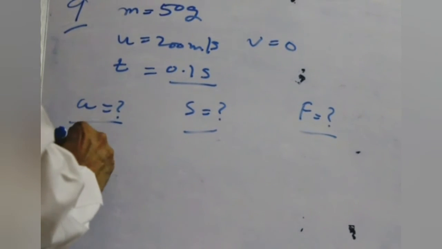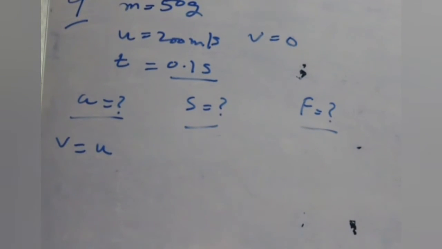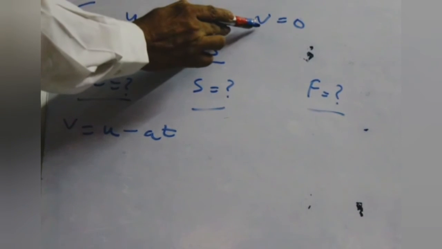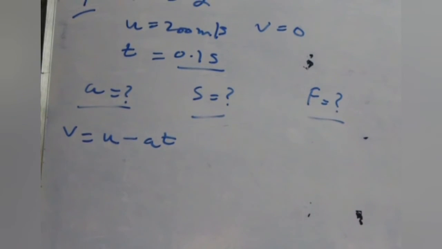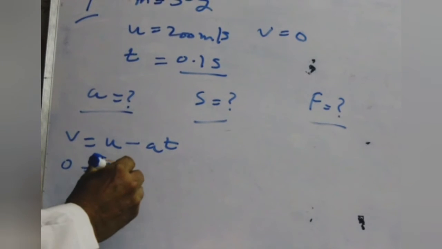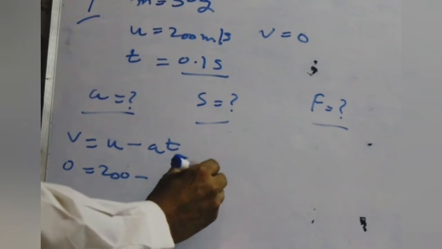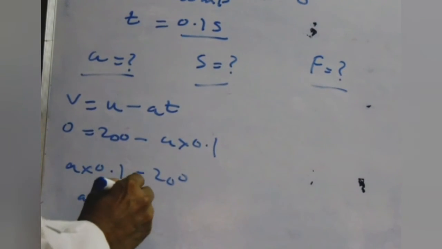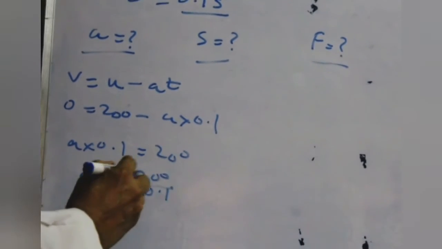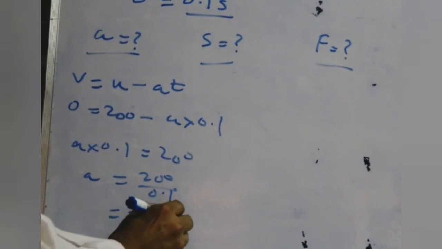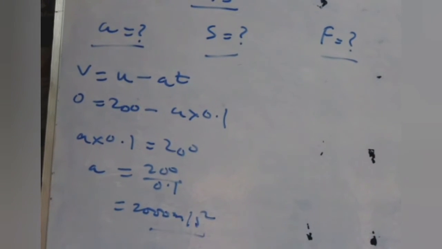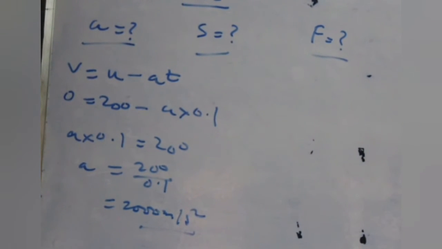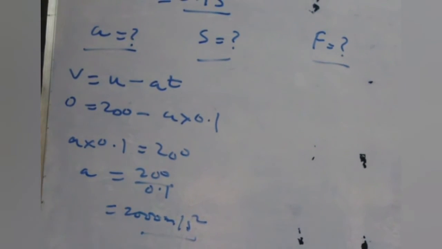Now we know the formula, v equal to u plus at in case of acceleration and minus at in case of retardation. Here the final velocity is less than the initial one. So v is 0, u is 200 minus a into 0.1. So a into 0.1 is equal to 200. So a will be 200 divided by 0.1, that is equal to 2000 meter per second square. Basically this is retardation.